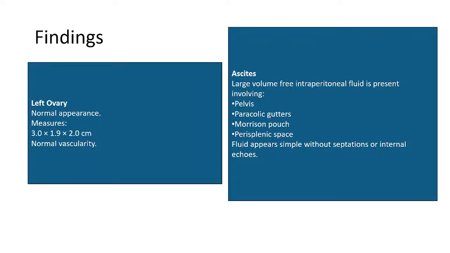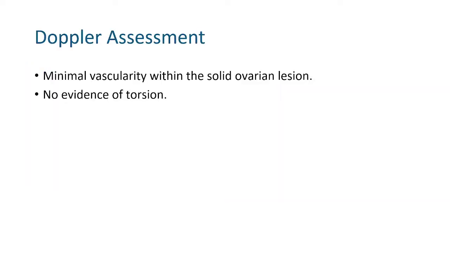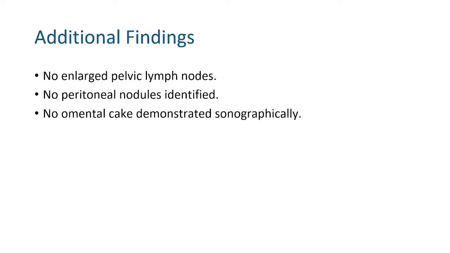So the left ovary, normal appearance, measures 3.0 by 1.9 by 2.0 centimeters with normal vascularity. Ascites, large volume, free intraperitoneal fluid is present involving the pelvis, the paracolic gutters, the Morison's pouch, perisplenic space. Fluid appears simple without septations or internal echoes. So the Doppler assessment: minimal vascularity within the solid ovarian lesion, no evidence of torsion.